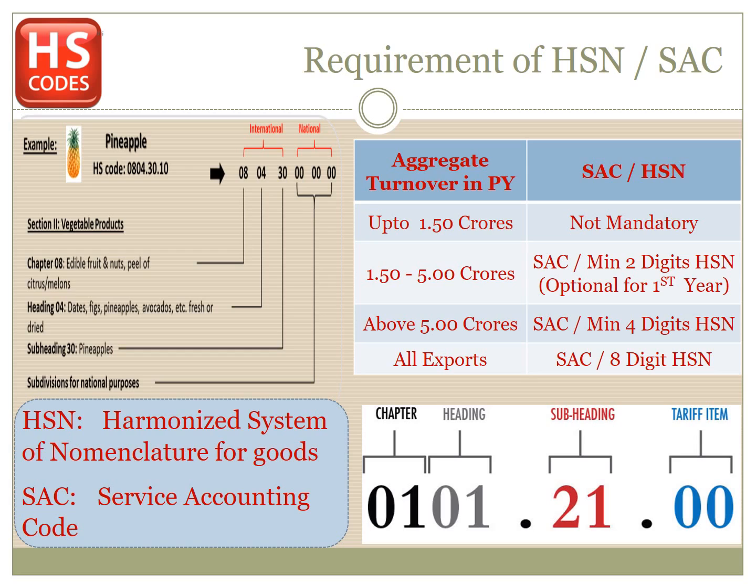It is not mandatory to mention the HSN or SSC if the aggregate turnover in the previous financial year is less than 1.5 crores. Those who exceed this limit and those who export goods have to mandatorily mention SSC and HSN. However, if the aggregate turnover is under 5 crores, quoting HSN is optional for the first year. From the second year onwards, minimum 2 digits of HSN have to be quoted. If aggregate turnover exceeds Rs 5 crores, it is mandatory to mention minimum 4 digits of HSN.